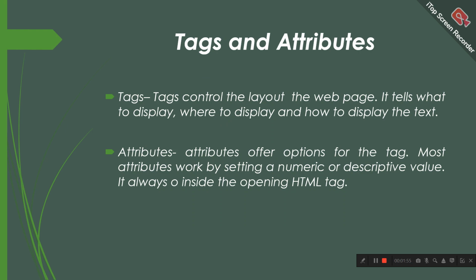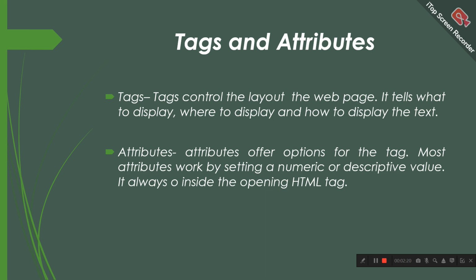Next is tags and attributes. Tags control the layout of the web page. It's a very big confusion between students. What is the difference between tag and attribute? Tag is actually it controls the layout, how your text will be displayed within the web page. Okay, and attribute shows the options for the tag, means it provides the additional feature of the tag.